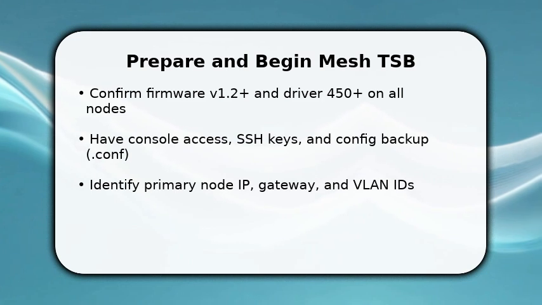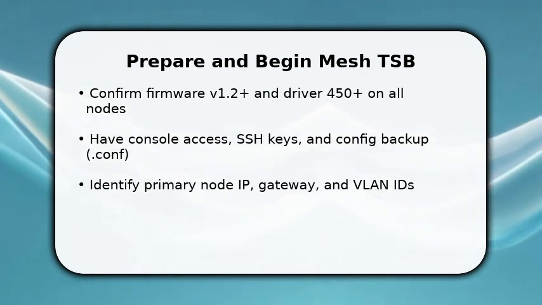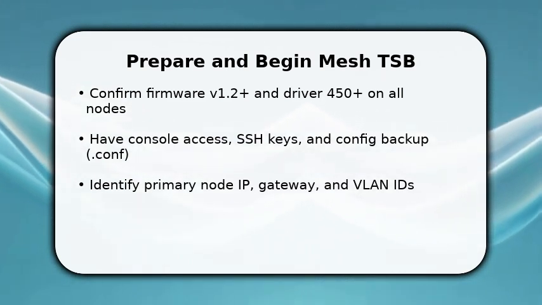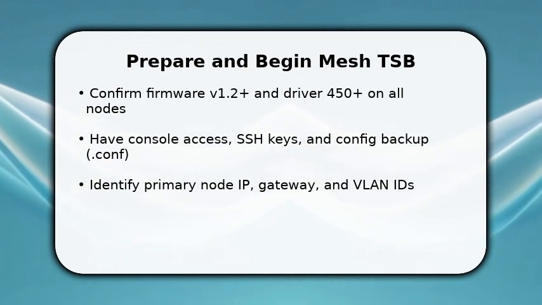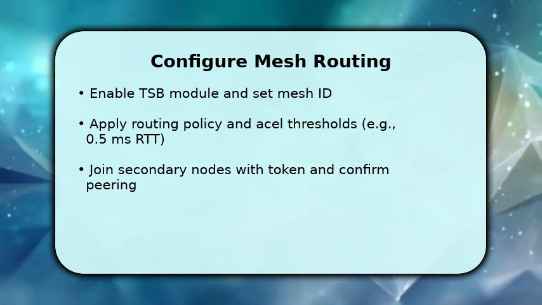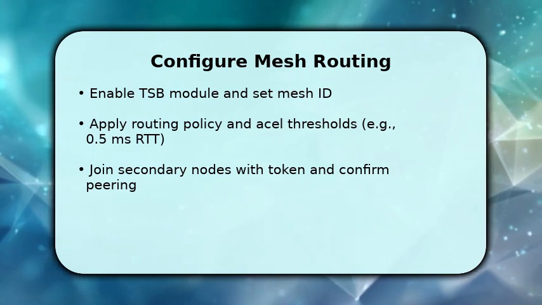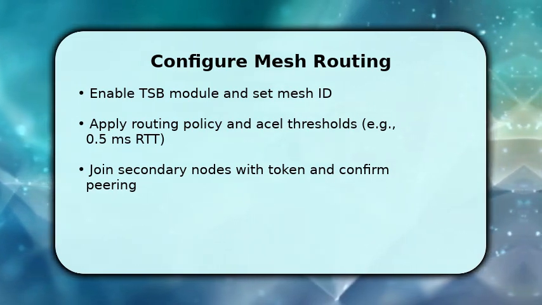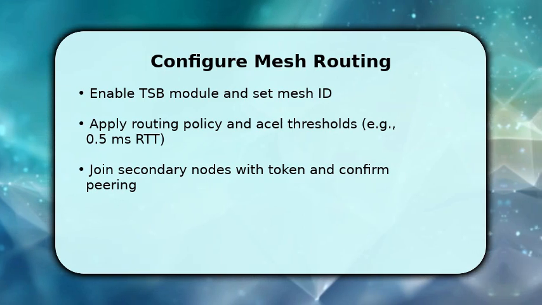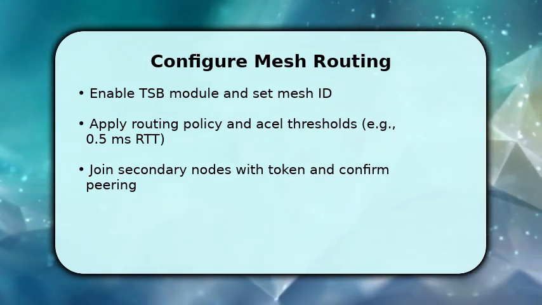Now that prerequisites are set, proceed to initialize the Mesh TSB process on the primary node using the prepared config. You now enable the TSB module and assign a unique mesh ID, because a consistent ID ensures nodes form one fabric. Once enabled, apply routing policies and acceleration thresholds that match your latency targets. This controls path selection and stability.